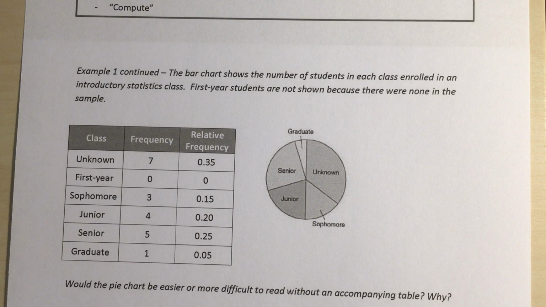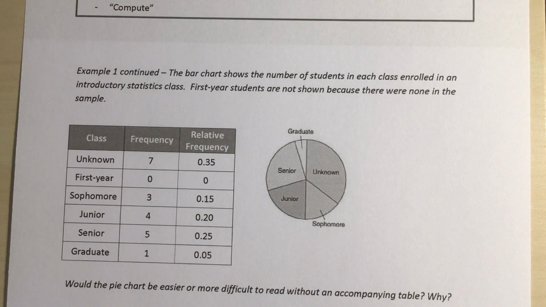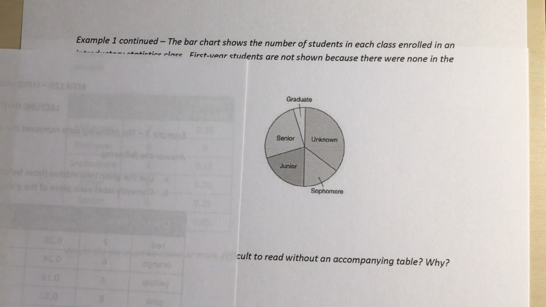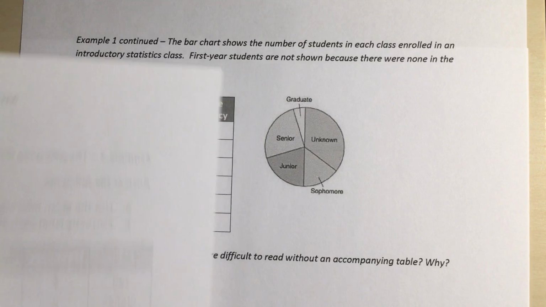In our first example, we were looking at the number of students in each class enrolled in an introductory statistics class. Again, first-year students are not shown because there were none in the sample. So there's our frequency, our relative frequency, and then we have our pie chart that goes along with this. Now this question asks us, would the pie chart be easier or more difficult to read without an accompanying table? If we were to ignore this table and just look at the pie chart, we don't have as much information. We don't have any percentages labeled or anything along those lines. So if we were to take away that frequency distribution table, it's going to be a little bit more difficult for us to read that information.